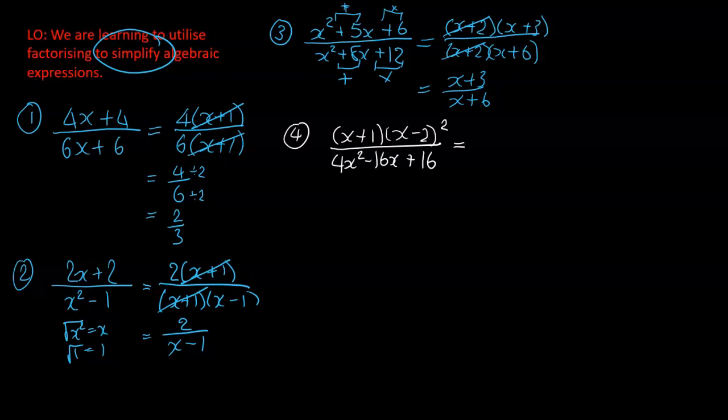I like the top line because it's already factorized. So I'm now going to focus on factorizing the bottom bit. I can see all of them have a 4 in common, so I'm going to take that 4 out first. That means the top line isn't changing.